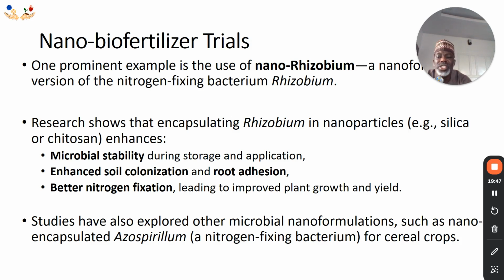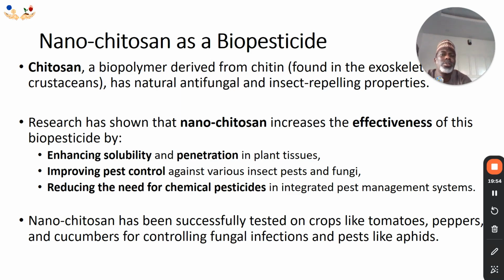Studies have also explored other microbial formulations such as nano-encapsulated Aspergillus and Fusarium groups. Nanochitosan is also applied as a biopesticide because chitosan is a kind of biopolymer derived from chitin, the exoskeleton of crustaceans, and has a lot of antifungal and insect-repelling properties. Research has shown that nanochitosan increases the effectiveness of biopesticides by enhancing stability and penetration in plant tissue, improving pest control against various insects and pests, and reducing the need for chemical pesticides in integrated pest management systems.